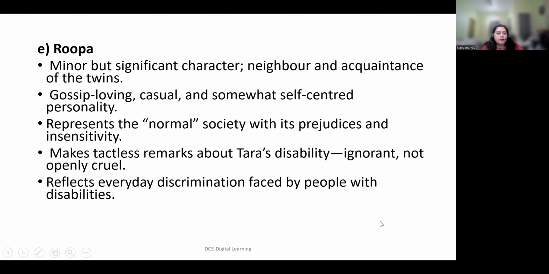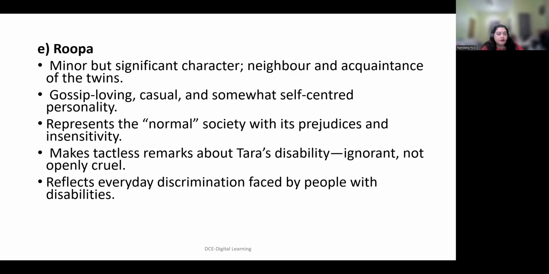Rupa. Rupa is a minor but significant character. She's a neighbor and acquaintance of the twins. When the twins and the family shift from Bangalore to Mumbai for medical treatment, it is in Mumbai that the twins run into Rupa, or more specifically, Rupa pretends to run into the twins. In fact, she painstakingly makes sure that she becomes a friend of the twins.